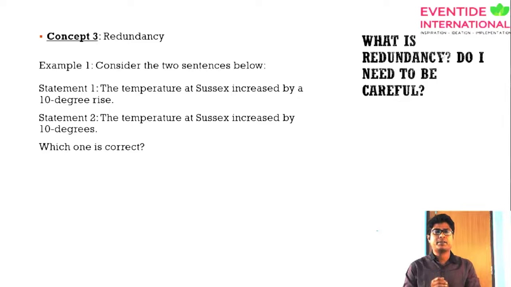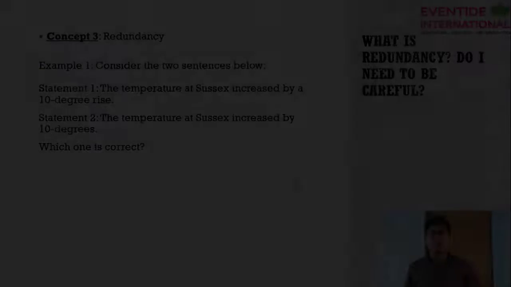The first statement says, the temperature at Sussex increased by a 10-degree rise. And the second statement says, the temperature at Sussex increased by 10 degrees. Which one do you think is the correct option over here? Pause the video for a second, get back with the correct answer.